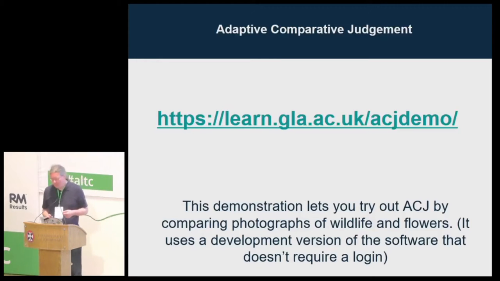So, you can try this out. How am I doing for time? We've had 10 minutes. If you have your mobile device handy, you can log into our wee demo site.